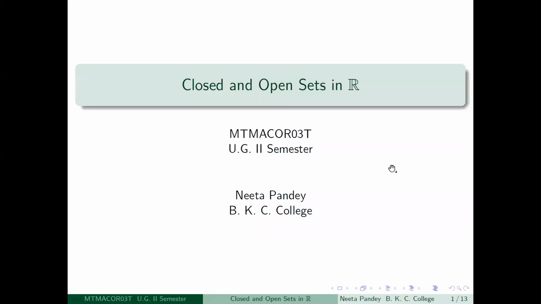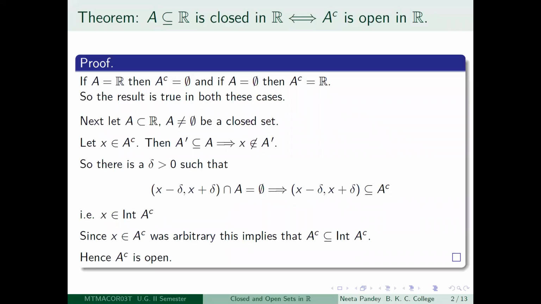In this last lecture on closed and open subsets of R, for the time being, we will be discussing the interaction between closed and open subsets of R and also the Bolzano Weierstrass theorem. So the first result is that if we take any subset of R, capital A say, then A is closed in R if and only if its complement A^C is open in R.